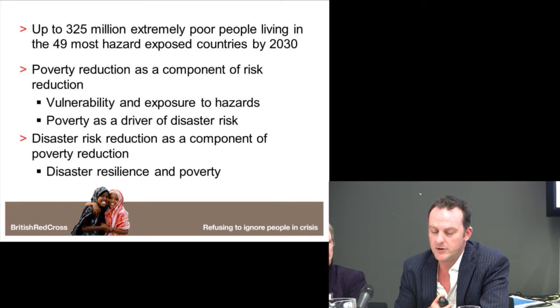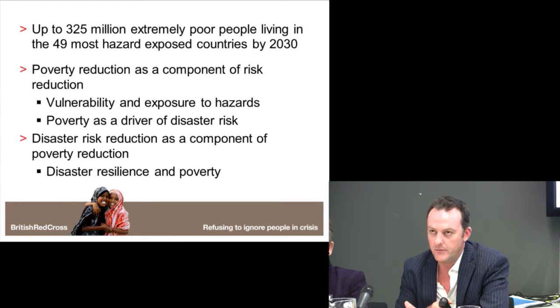So when we're talking about poverty and disasters, it's useful to think about 3 questions a bit more specifically. One of those is what aspects of poverty are we talking about when we think about people's exposure to hazards and their vulnerability to disasters? Because I don't think we can generalize.